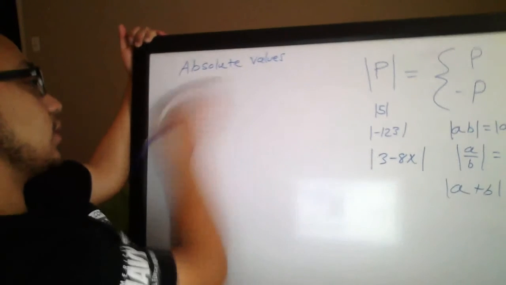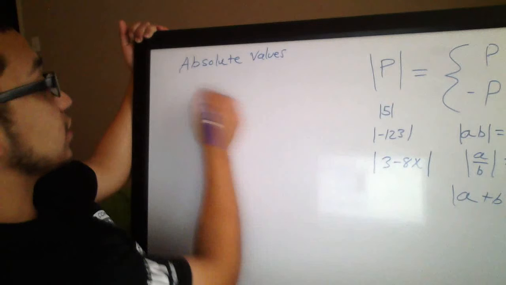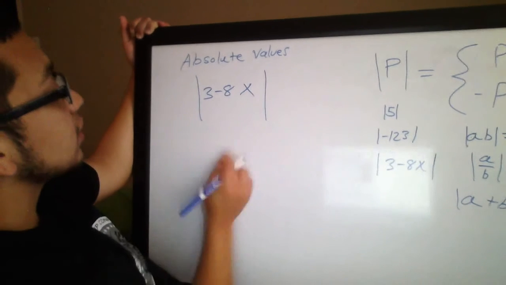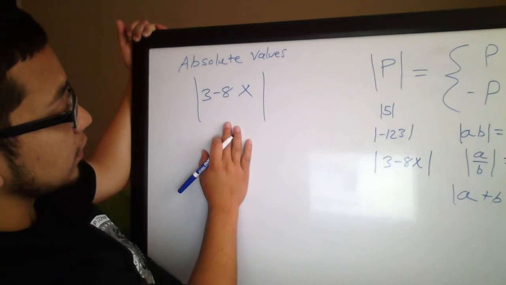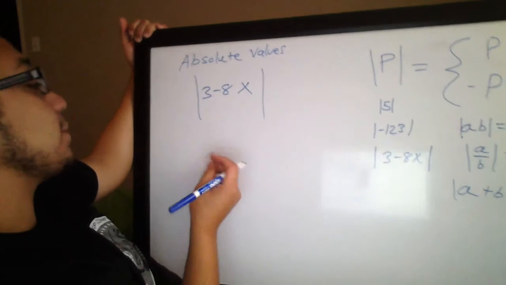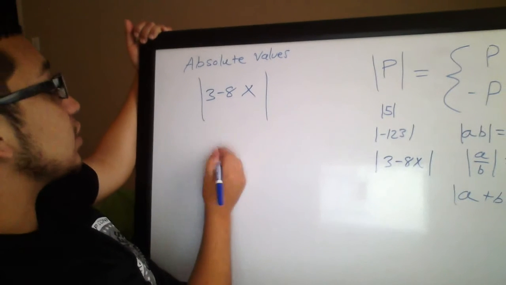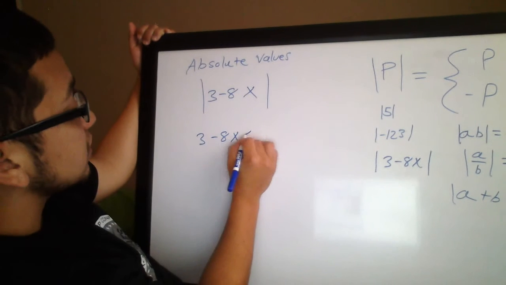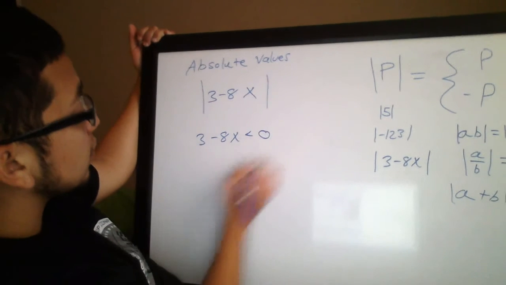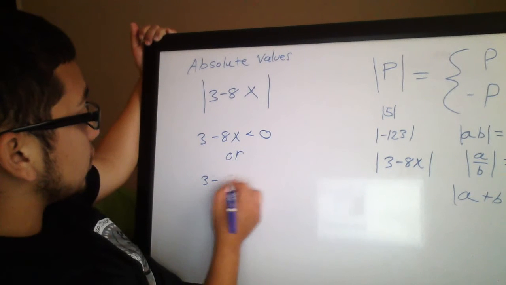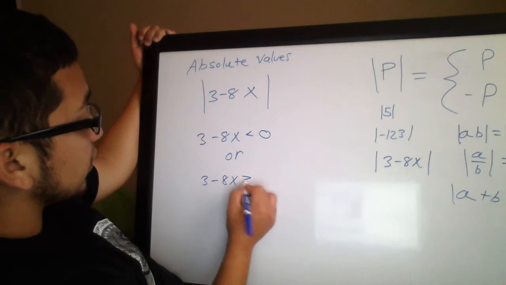So the next step is having, for example, an inequality. This is an inequality. So what does that mean? Well, anytime you see something like this, which is an inequality, what this means is that you have 3 minus 8x less than 0, or 3 minus 8x greater than or equal to 0.